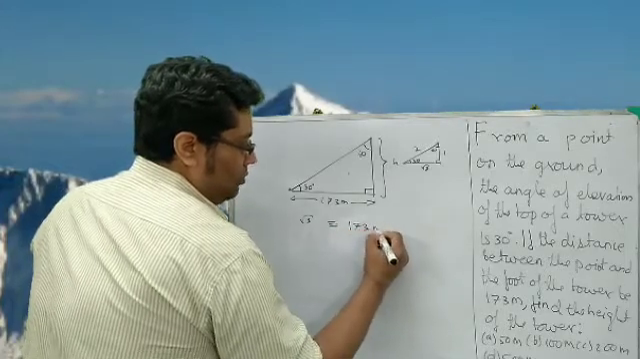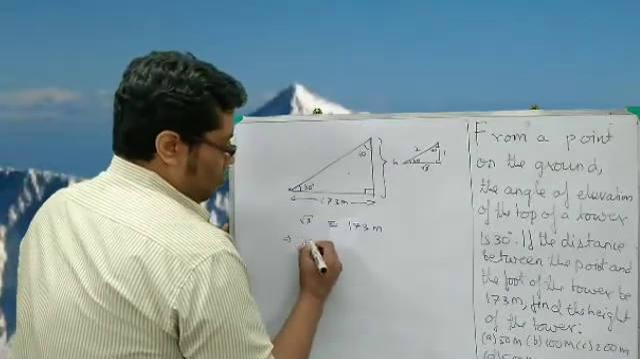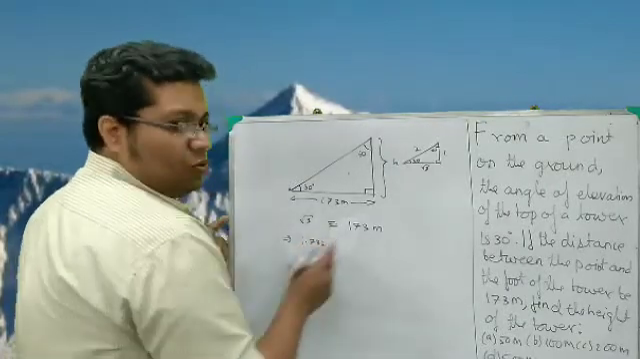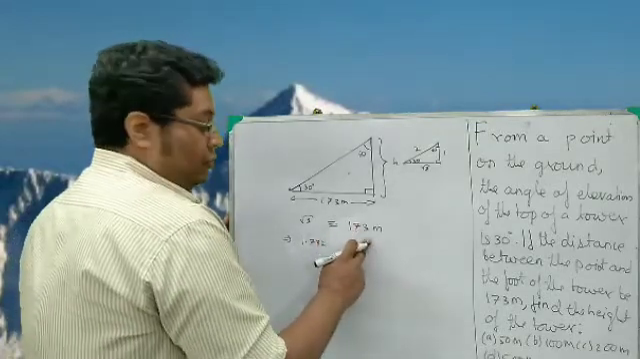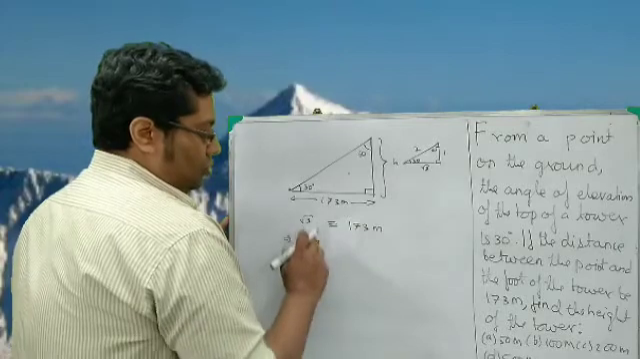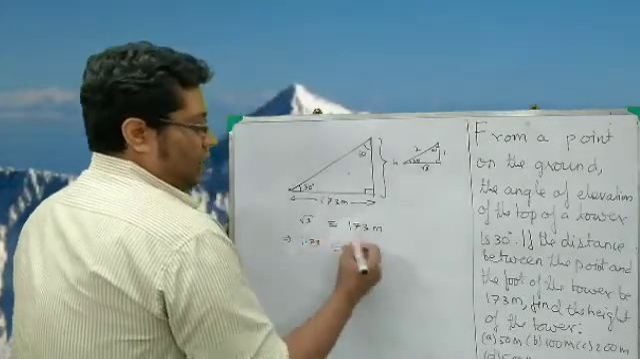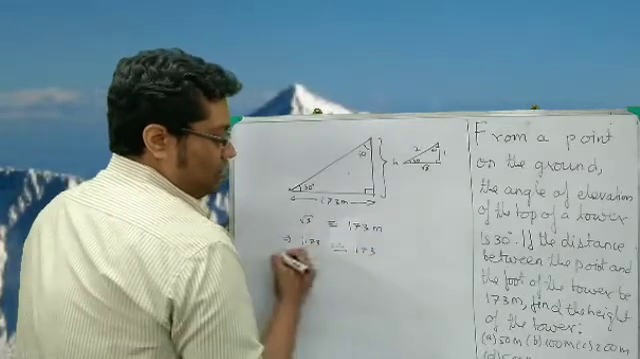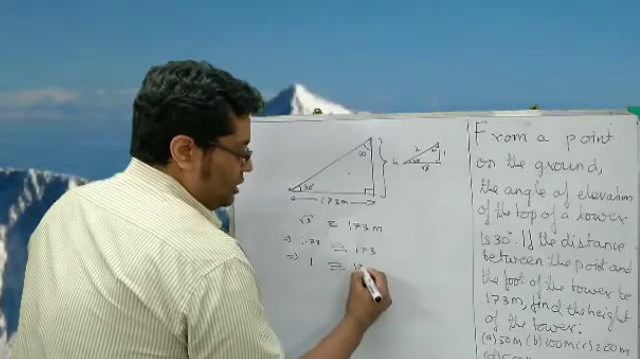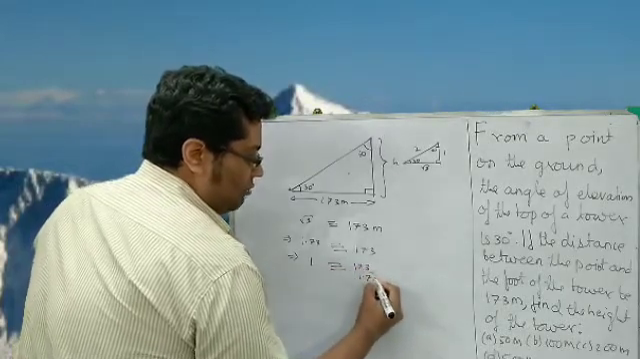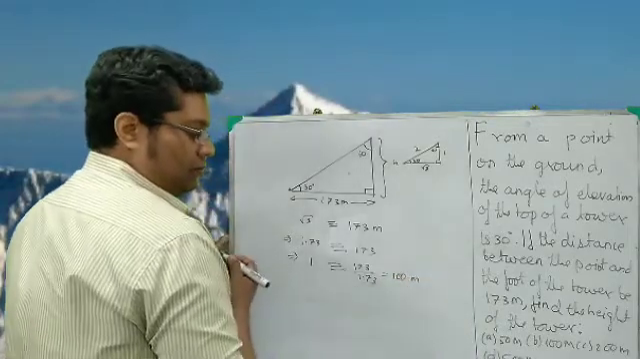173 meter. Now root 3, as we know, is 1.732. Now it can go on forever. So we see that 173, the first few digits match. So let us consider root 3 as 1.73, and that is equivalent to 173. So that means 1 must be equivalent to 173 by 1.73, which is equal to 100 meter.